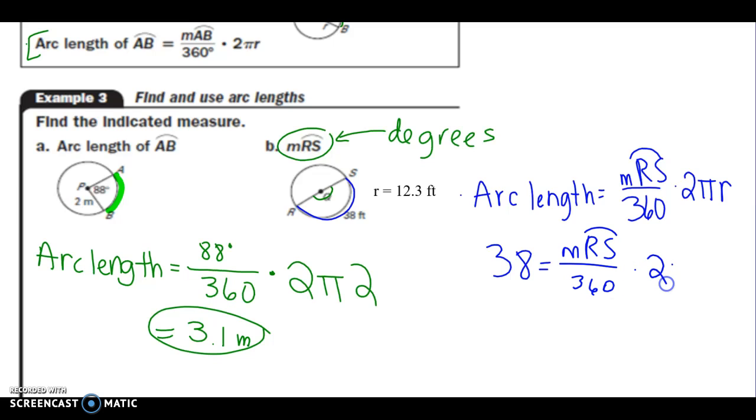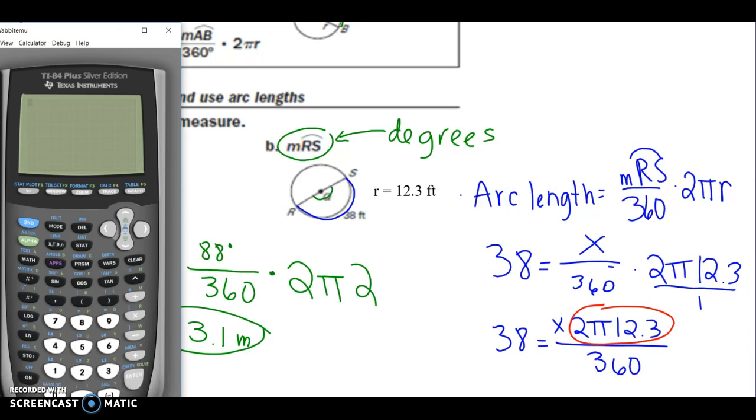Times 2 pi, and what's the radius? It's 12.3. 12.3, it tells us. So see if you can simplify. Once we've set up our equation with what we know, we have 38. We're going to multiply both sides by 360 to get rid of that fraction.